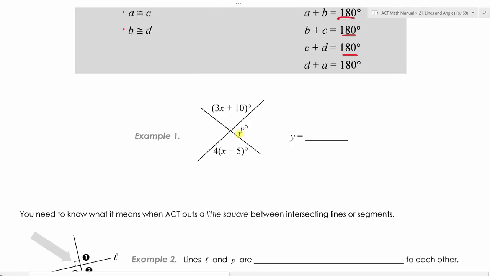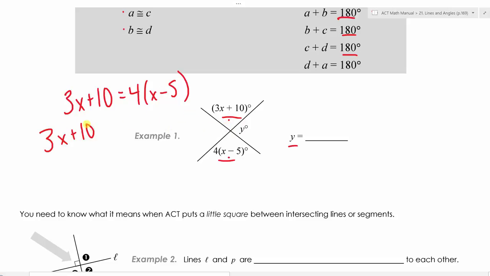In example 1, we're going to use what we just learned to find the value of y. If you want to do it on your own, pause the video. I'm going to use this angle up here and this angle down here. They are vertical angles, so I can set up the equation 3x plus 10 has to equal 4x minus 5. Again, this angle and this angle must be equal. Now 3x plus 10 equals 4x minus 20.